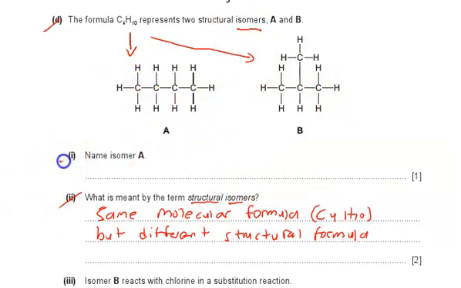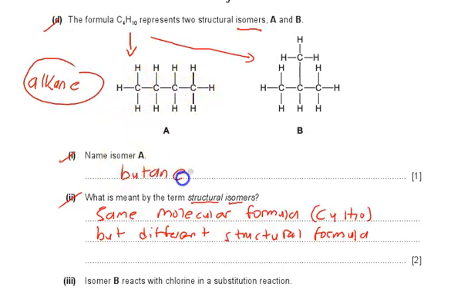Okay, now we go back to the first question. Name isomer A. So this one should be under the alkane group. So we have 4 carbons, and here should be butane. Okay, so we move on.